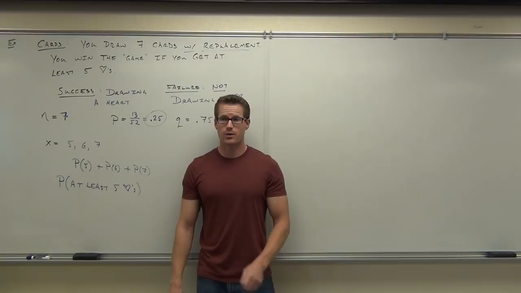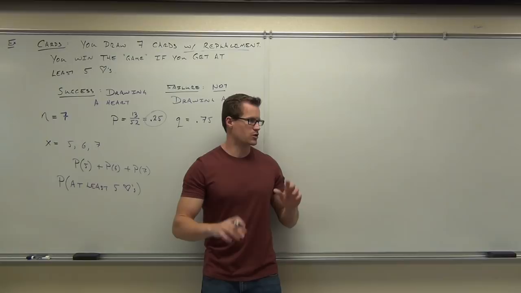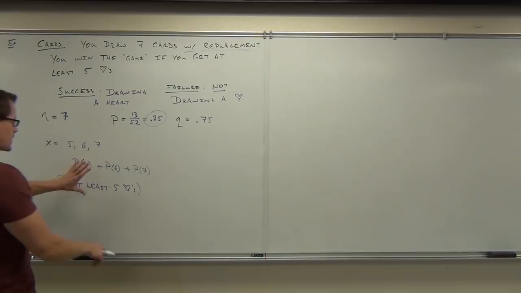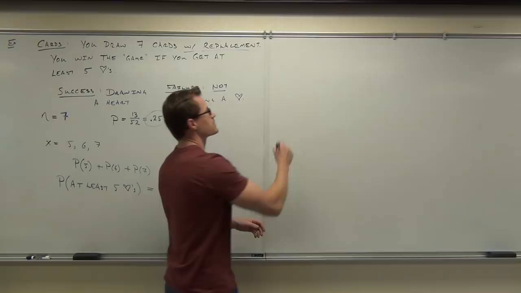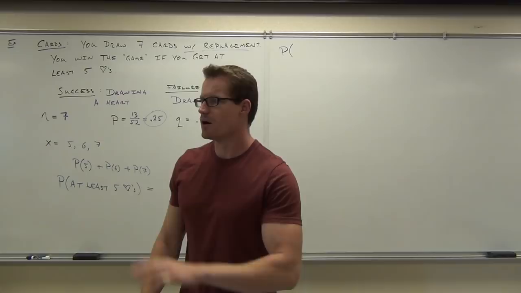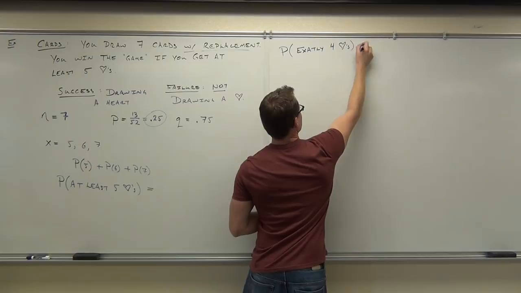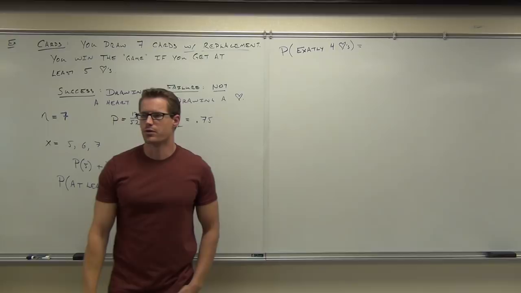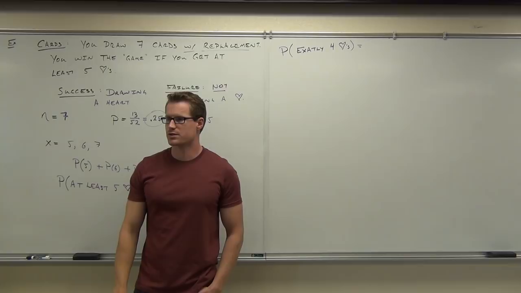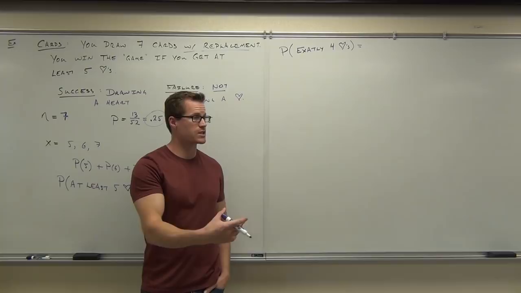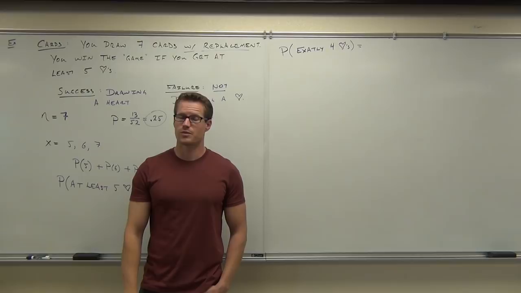I want to determine a couple other ideas. We're going to change our game a little bit, okay? Firstly, let's say that this is our first game. We're going to figure this out in just a bit. But let's say that in the next game you win if you get exactly 4 hearts. How many successes are we looking for there? A success is a heart, right? How many hearts am I looking for? So it'll be 4 successes.